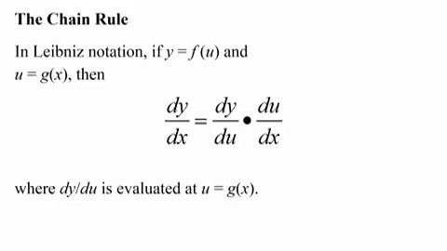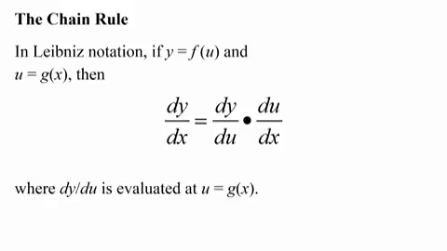In Leibniz notation, if y equals f of u and u equals g of x, then dy/dx equals dy/du times du/dx, where dy/du is evaluated at u equals g of x. The composite function version of the chain rule can be thought of as differentiating the outside function, evaluated at the inside function, and then multiplying by the derivative of the inside function.